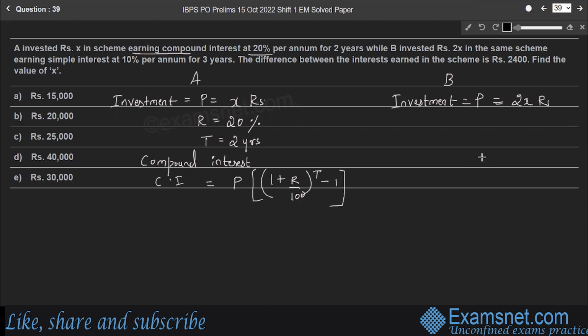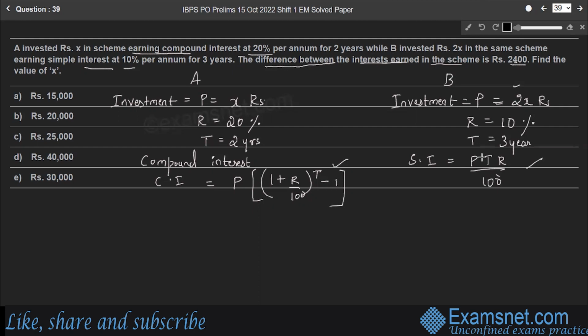Whereas B invested 2x rupees in the same scheme, earning simple interest at 10% per annum. Rate of interest is 10% for B for 3 years. Time is 3 years and he is earning simple interest. So simple interest earned by B is PTR by 100. And it is given that the difference between the interest earned in the scheme is 2400. So the difference between the interests earned by A and B is 2400.